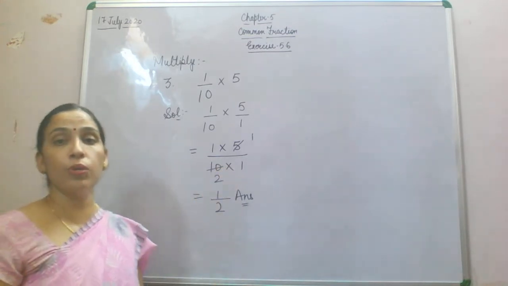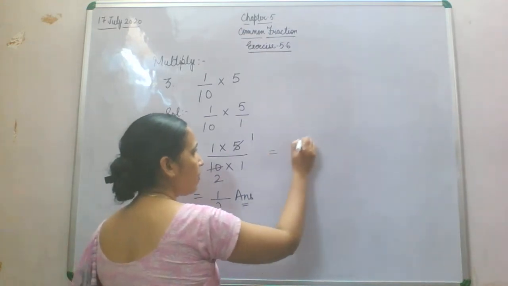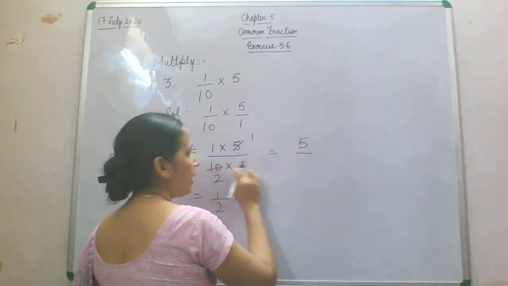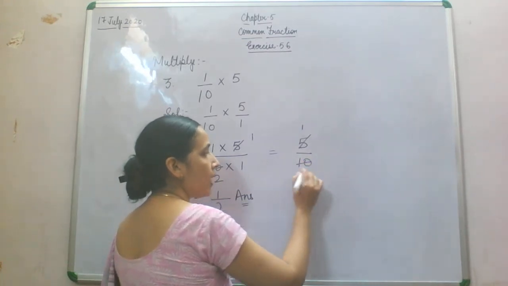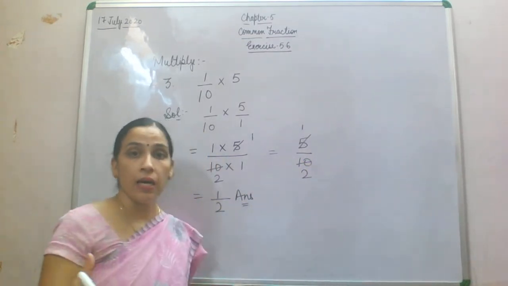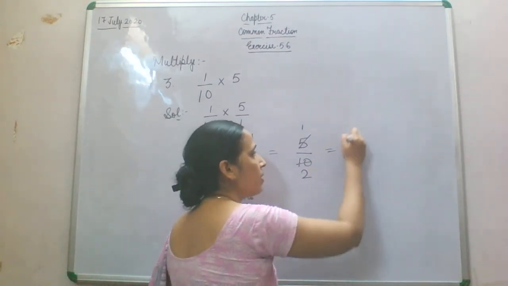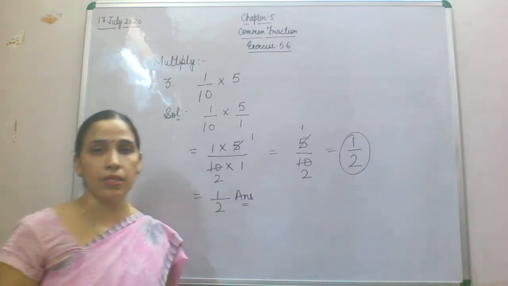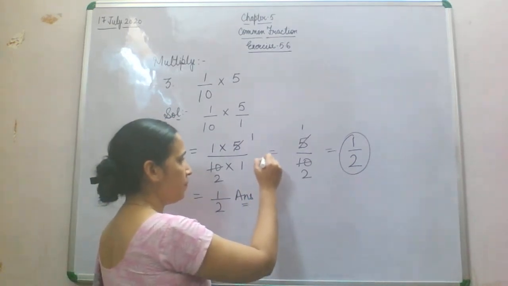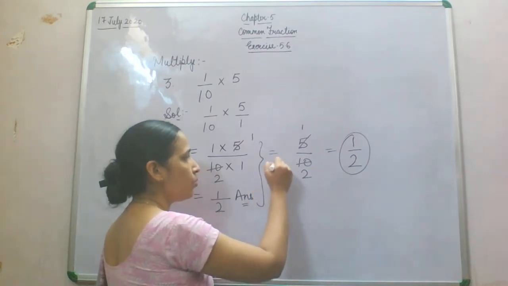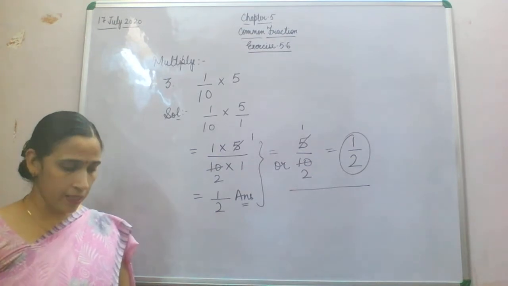See, you can do this in one more way. You can multiply here: 5 ones are 5 and 10 ones are 10, and then you can reduce it to the lowest term as you did earlier. Fine. Then also the answer will be correct, and you will get the same answer. Either you do this part, or you can do this part. Both are correct.